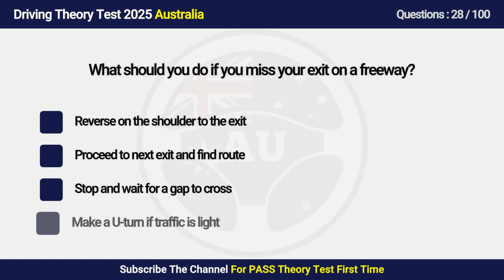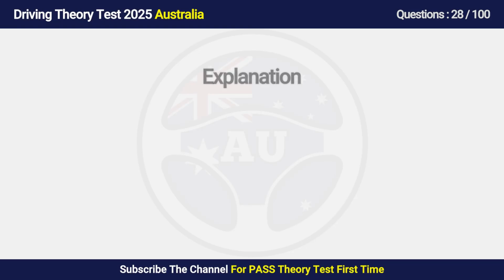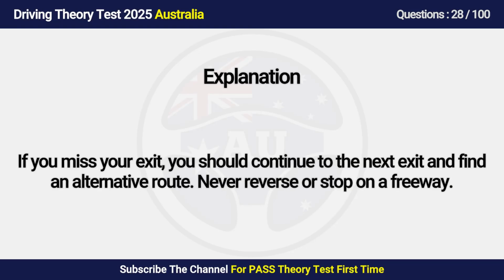Question 28. What should you do if you miss your exit on a freeway? A. Reverse on the shoulder to the exit. B. Proceed to next exit and find route. C. Stop and wait for a gap to cross. D. Make a U-turn if traffic is light. Answer is B. Proceed to next exit and find route. If you miss your exit, you should continue to the next exit and find an alternative route. Never reverse or stop on a freeway.